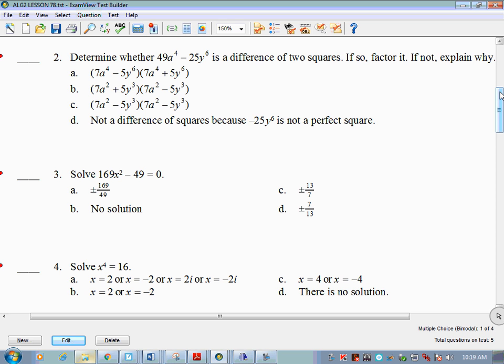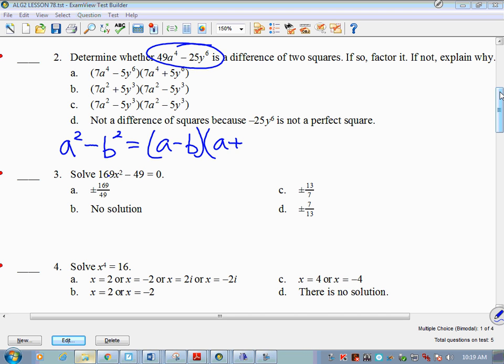All right. Determine whether 49a to the fourth minus 25y squared is a difference of two squares. If so, factor it. If not, explain why. Okay? So let's look at this as a squared minus b squared. Okay? If I want to do a squared minus b squared equals a minus b times a plus b, the first thing I have to do is find the square root of a and the square root of b, right? Okay, so we're going to take this and we're going to square root this and this.